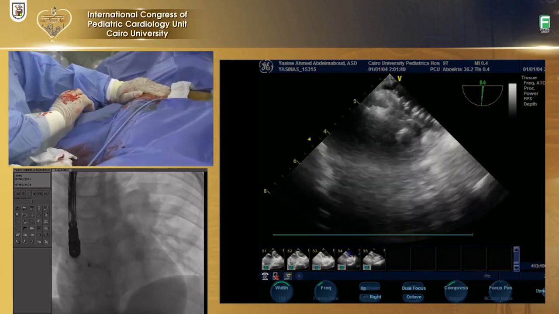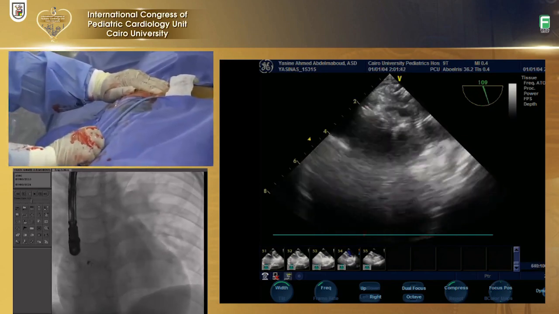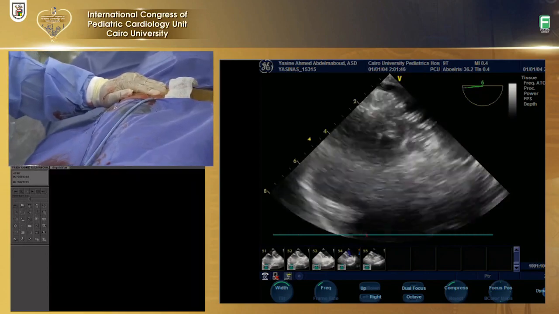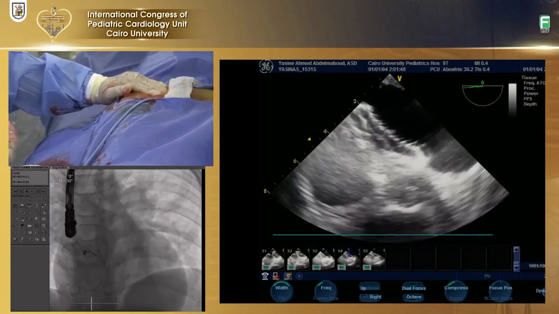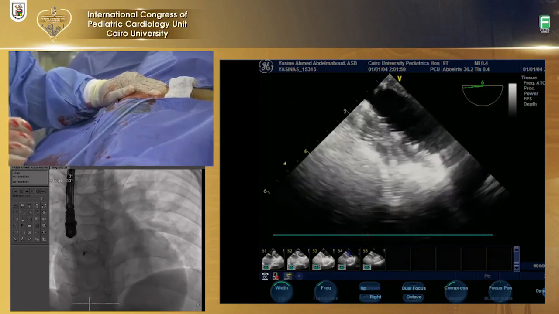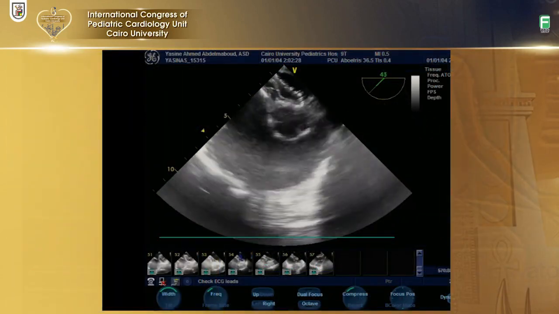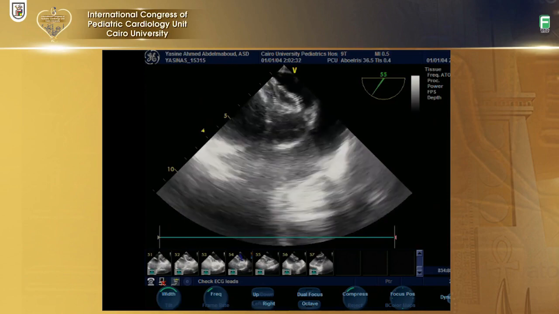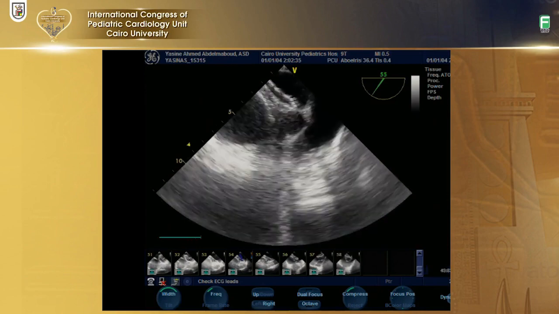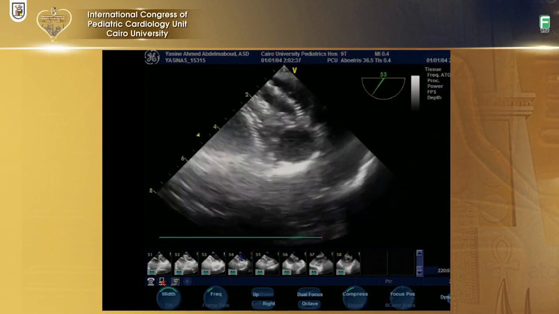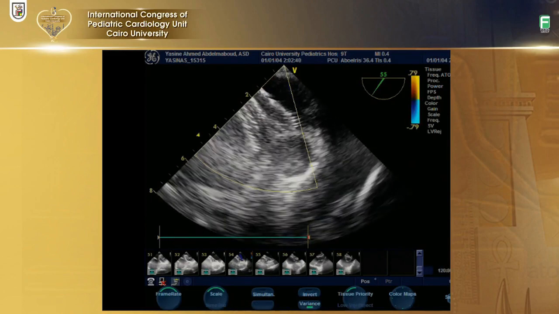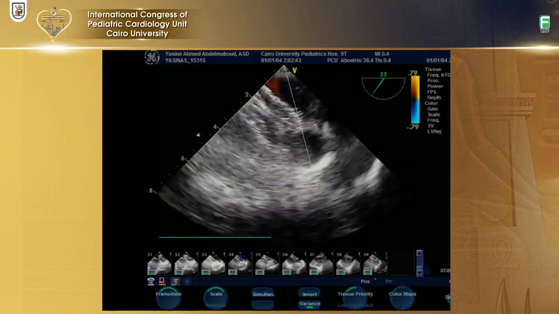Okay. So we'll start with the 4-chamber view. Looks perfect. Okay. It's straddling over the aorta. Please increase the depth more. And actually, it's only a minimal intra-device leak and no residual defect.